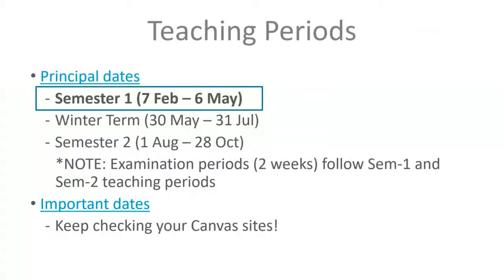Okay. So, first of all, the teaching periods. There's 2 main teaching periods a year. Most of you will do semester 1 and you'll do semester 2. Most of you will do 4 units within each semester. There is a winter term as well, which is a shorter semester if you like, only runs for 8 weeks with some examination at the end, whereas the others run for 13 weeks, plus a couple of weeks of examination period.